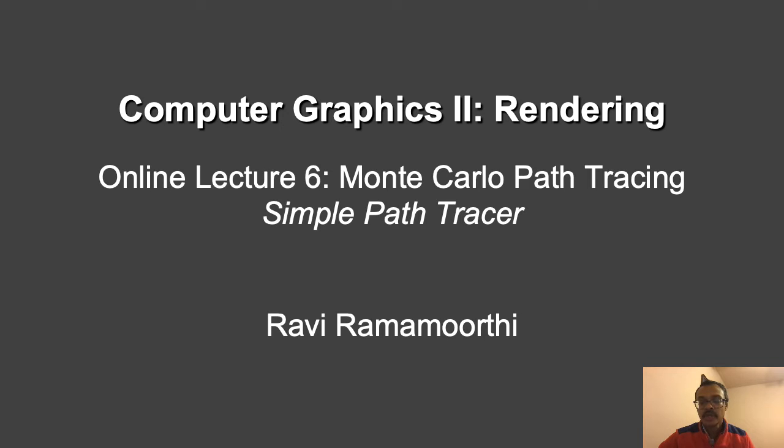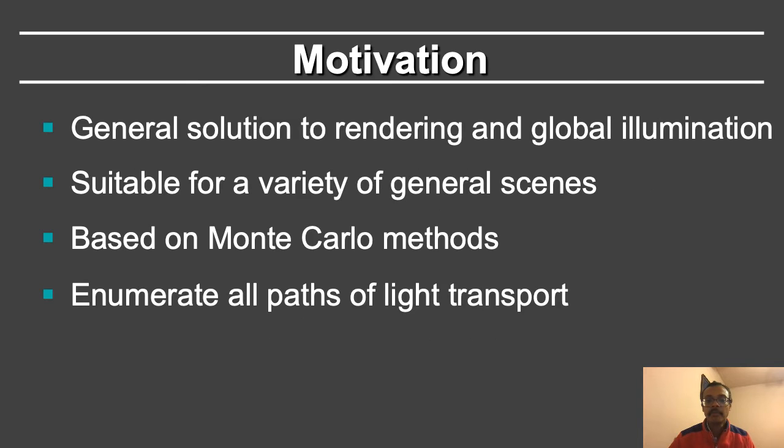In this lecture sequence, we will discuss the basics of Monte Carlo path tracing, which is the core algorithm that you will be implementing for indirect lighting in global illumination in CSE 168. Monte Carlo path tracing enables a general solution to rendering in global illumination. It is suitable for a variety of general scenes. It is based on Monte Carlo methods, which are randomized algorithms that seek to sample all paths of light transport in the scene.